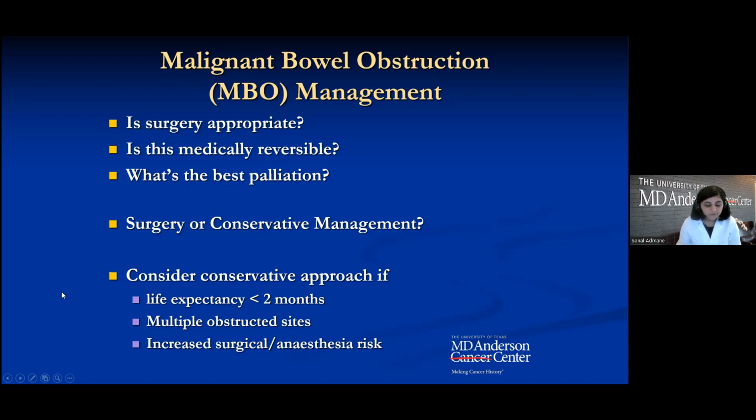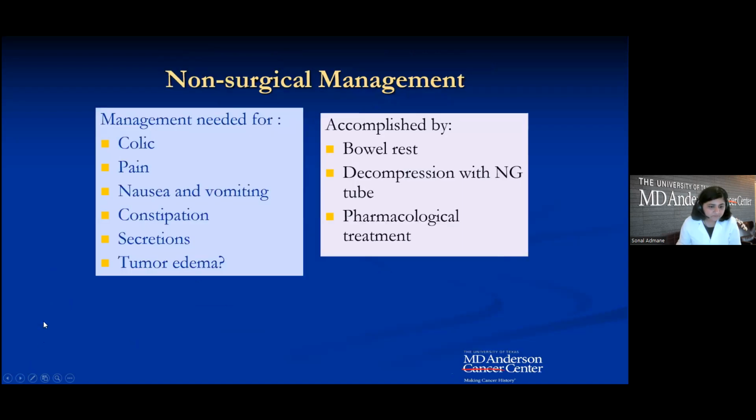If you have a patient who has a poor performance status, has multiple medical comorbidities, multiple sites of obstruction, and prognosis is generally less than 2 months, then these patients usually are managed conservatively. And the conservative management usually involves, first and foremost, bowel rest. So, nil per oral, and usually will require IV fluids, NG tube decompression, and then really management of symptoms like nausea and pain.